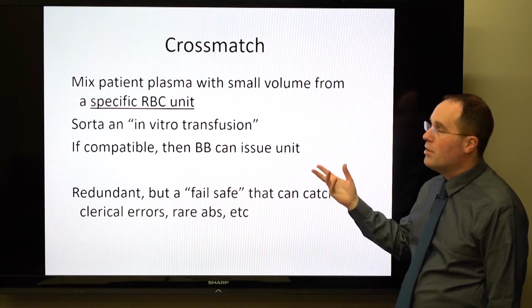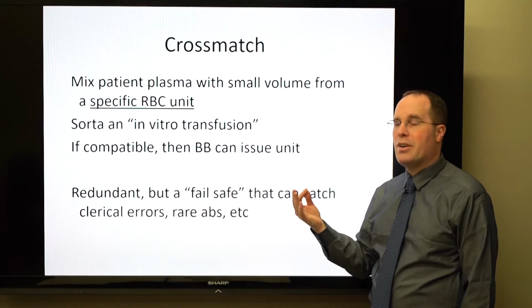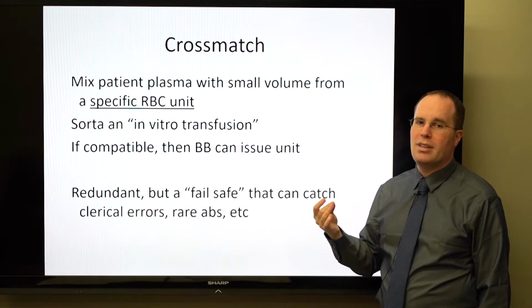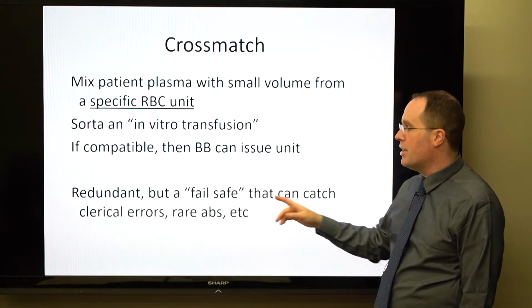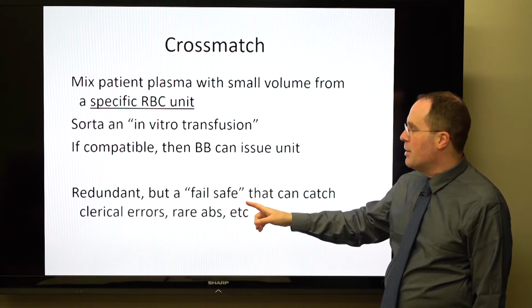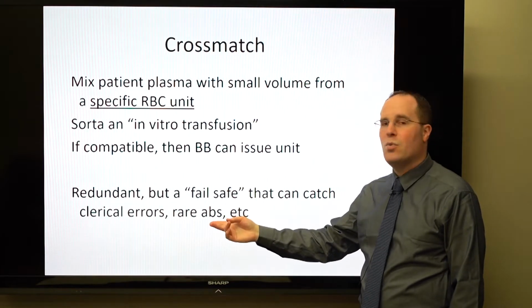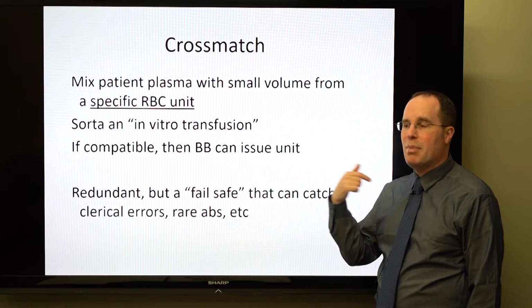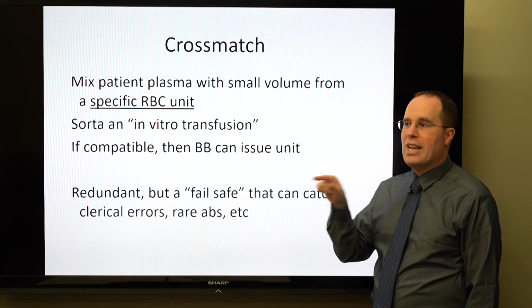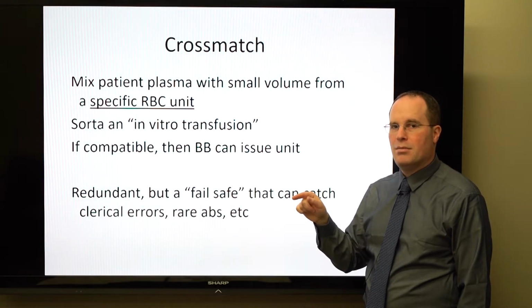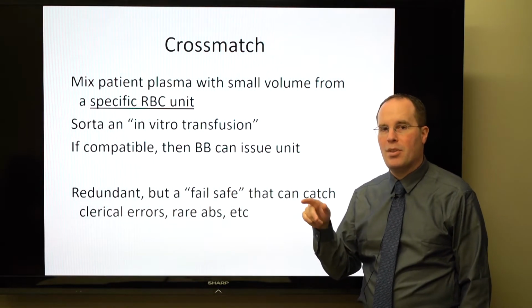And you might argue, well, isn't the cross-match redundant? I mean, we already did the ABO typing, we already did the antibody screening. Sure, it's redundant to some degree, but it's also a fail-safe that could catch clerical errors, and it could catch rare antibodies that the patient may have to antigens that are not on the panel. A cross-match can pick up those.